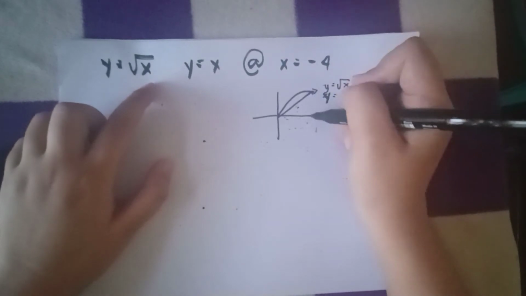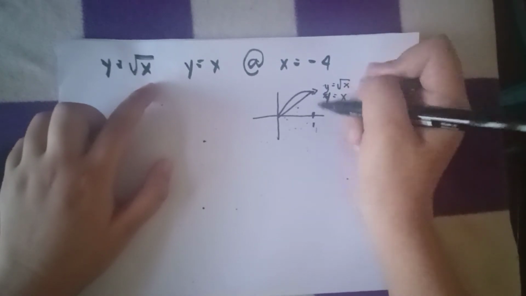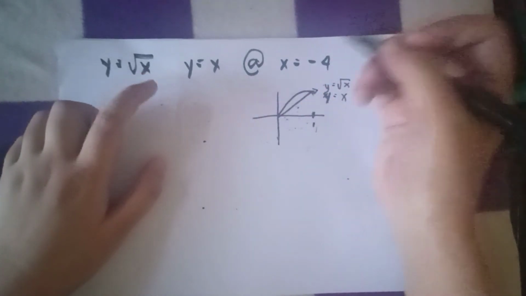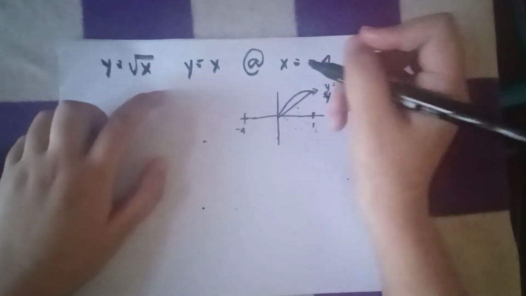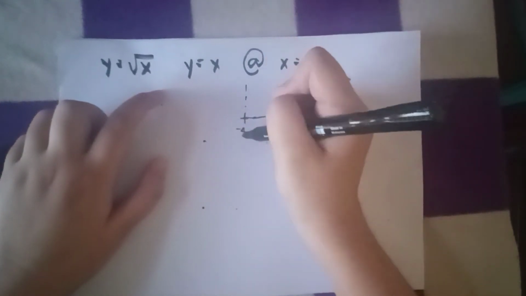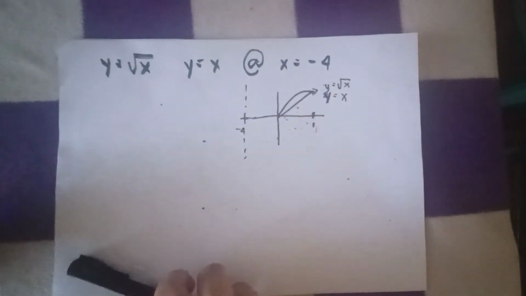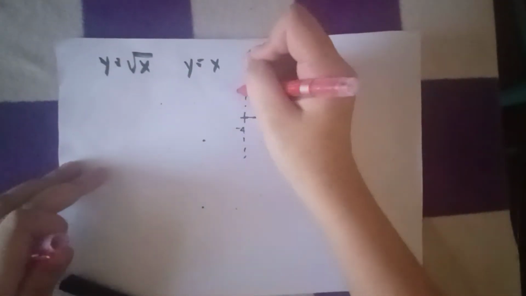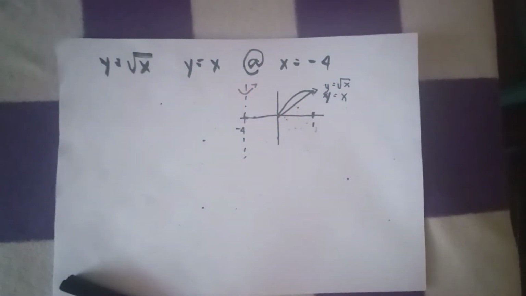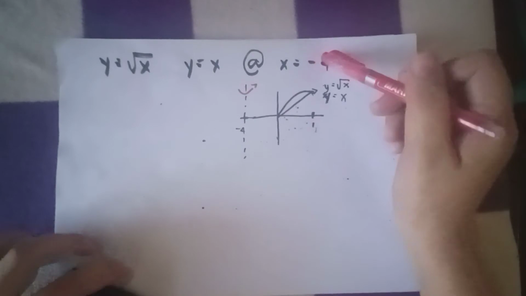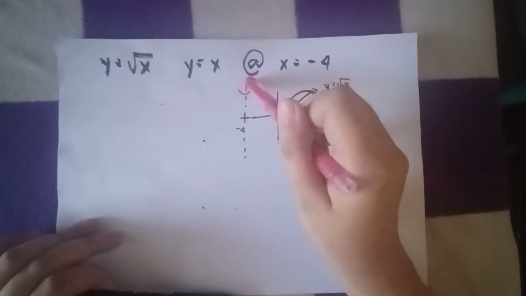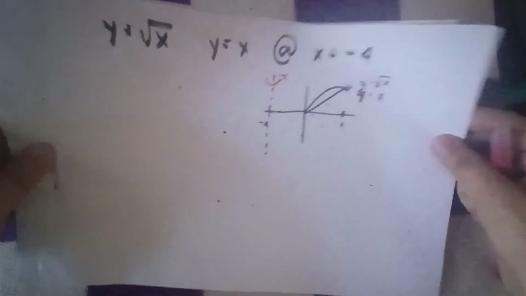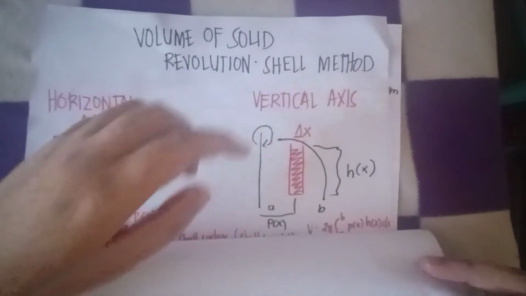So, meron tayong upper limit, meron tayong dito na 1. And then, since ang given natin is, meron tayong x is equal to negative 4, dun iikot. So, ito yung line ni x is equal to negative 4. Ibig sabihin, ang ikot po niya ay pag ganito, dito sa line na to. Ibig sabihin, dito siya iikot. So, ganun pa rin. Vertical axis of revolution pa din.